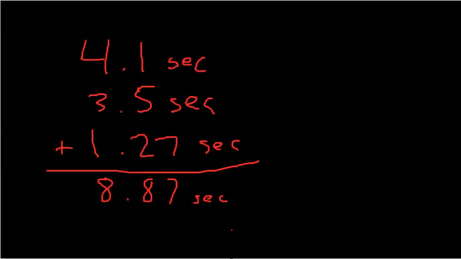Precision comes into this because I can only be as precise as my least precise measurement in adding. So both of these are precise to the tenths place, where this was precise to the hundredths place, which means my answer can only be precise to the tenths place, so I have to round my answer to the tenths place. I look at the number to the right, it tells me to round up, so I have 8.9 seconds as my final answer.